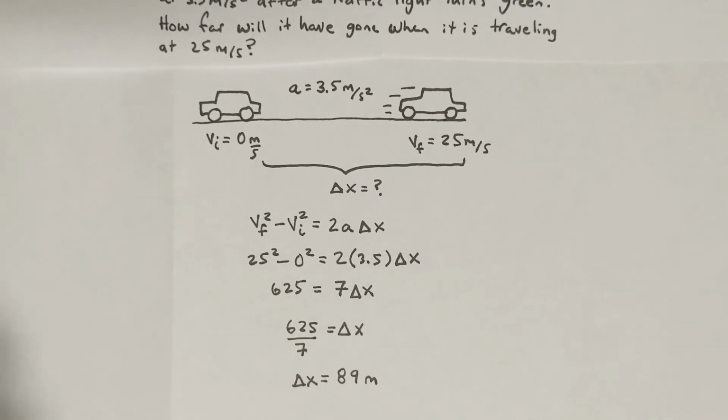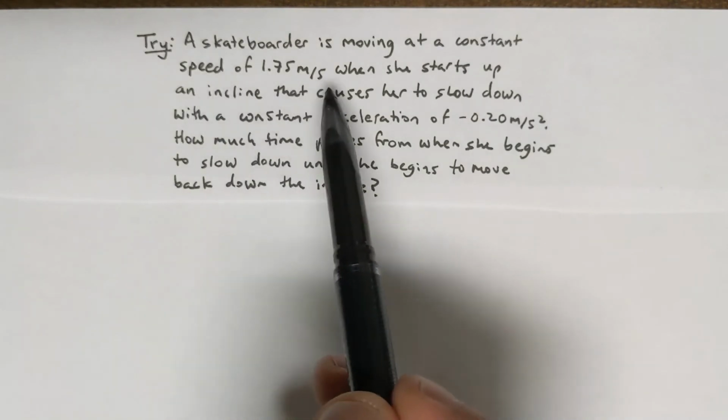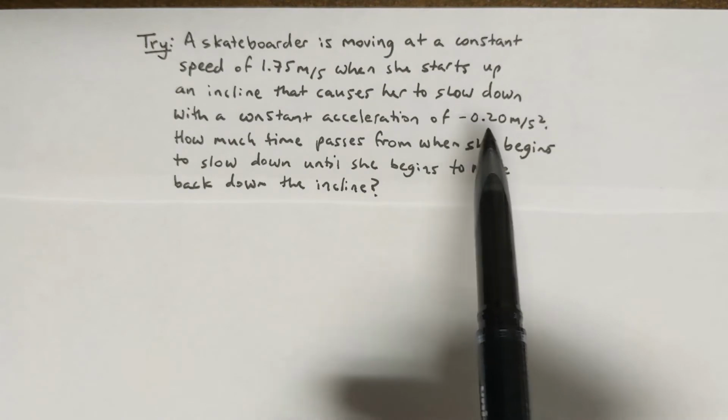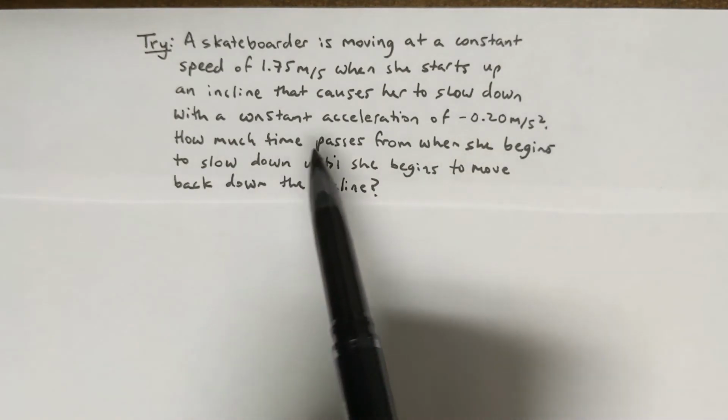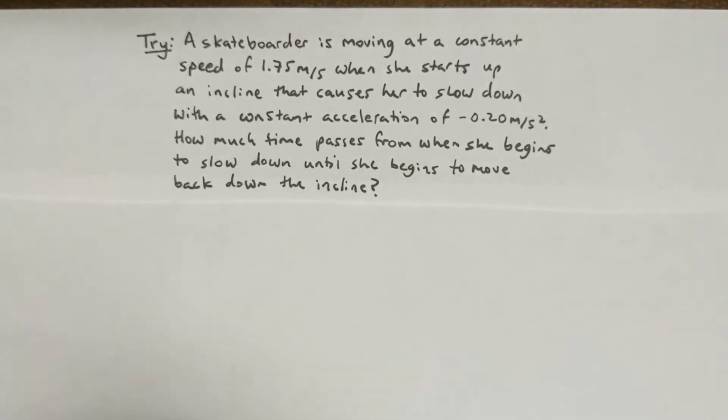Okay, so now I'm going to give you a problem to try on your own. The problem says a skateboarder is moving at a constant speed of 1.75 meters per second when she starts up an incline that causes her to slow down with a constant acceleration of negative 0.20 meters per second squared. How much time passes from when she begins to slow down until she begins to move back down the incline? Take a moment to try this on your own, read the problem, and draw a picture, figure out which equation would be the most appropriate to solve this problem, and then solve. Pause the video now.